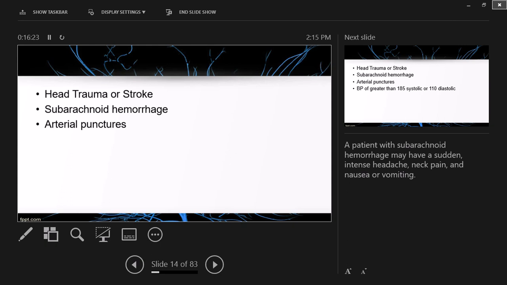If you've got a patient that's had an arterial puncture, that would generally be a patient that has had any type of blood gas, or has had some type of angiogram, in particular a heart cath, because they will go up through the artery since it gives you a larger vessel and more direct access to the heart. Blood pressure of greater than 185 over 110. Again, the big issue here is worrying about that aneurysm blowing out.